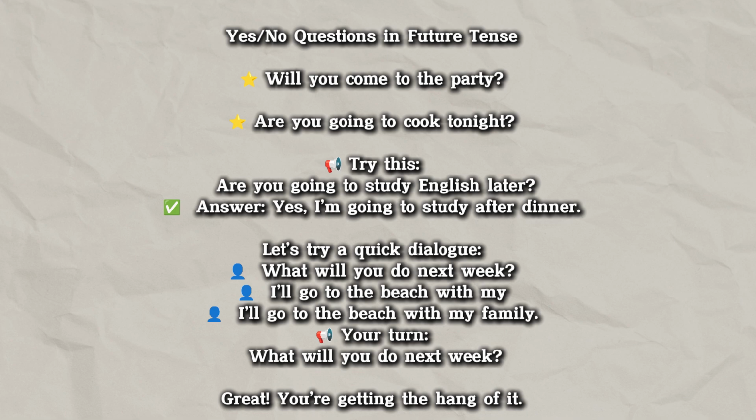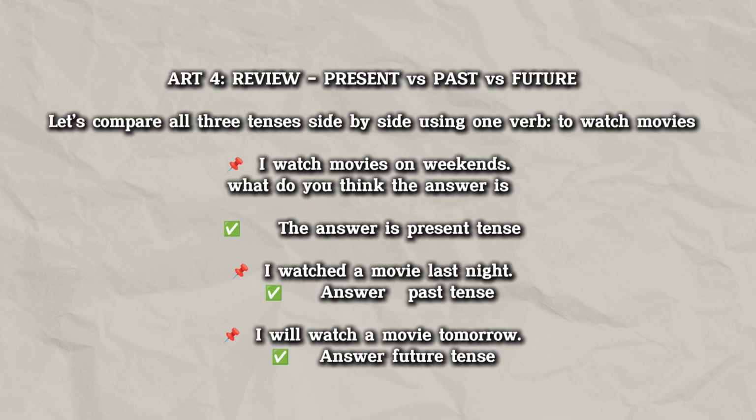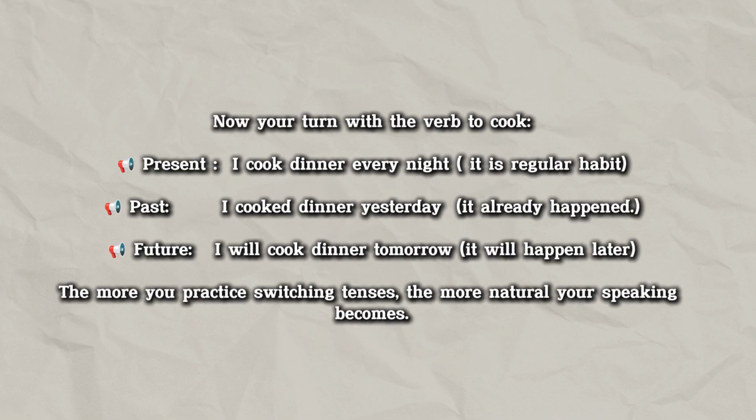Part 4. Review present versus past versus future. Let's compare all three tenses side by side using one verb. To watch movies, I watch movies on weekends. What do you think the answer is? The answer is present tense. I watched a movie last night. Answer, past tense. I will watch a movie tomorrow. Answer, future tense.